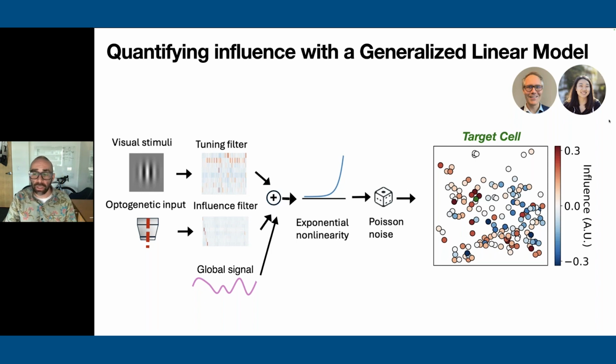What you're seeing here is the influence map for a single target cell, shown in green. Blue are cells that had suppression. Red are those that have activation. You can see it's quite messy, quite diverse. And many cells are white, those that didn't have a statistically significant influence. So that's why we developed this method, and now we're going to use it to see how excitatory neurons actually interact with each other.